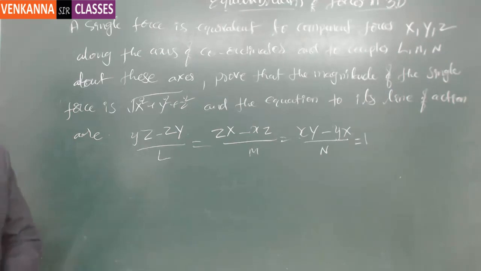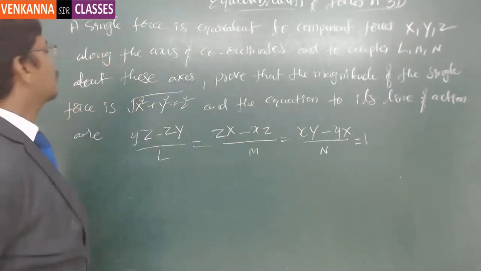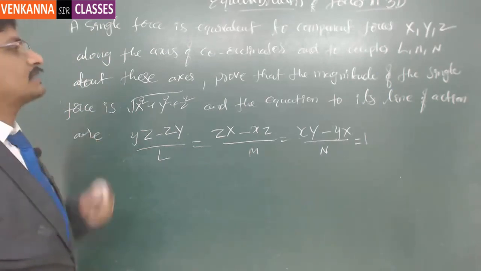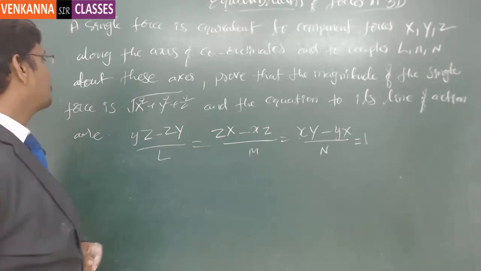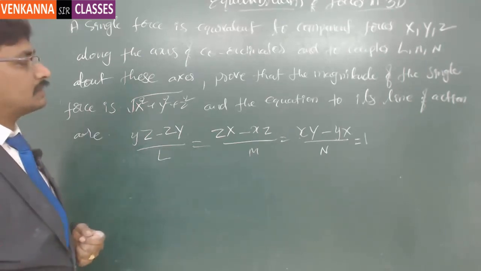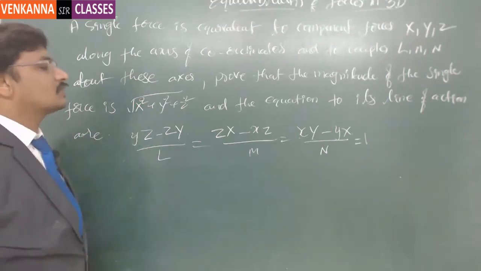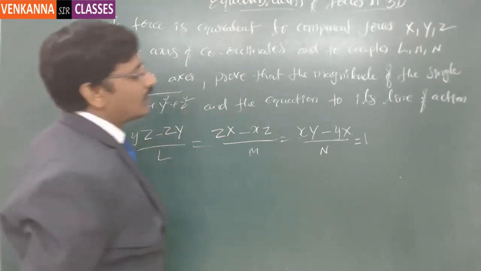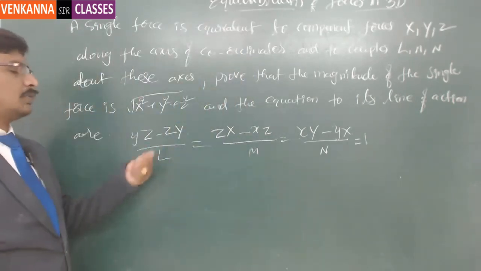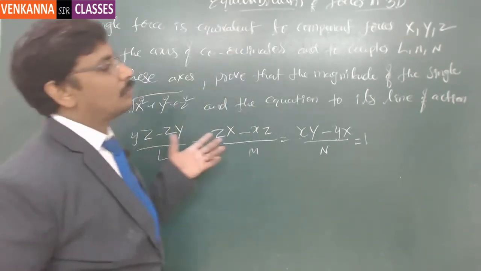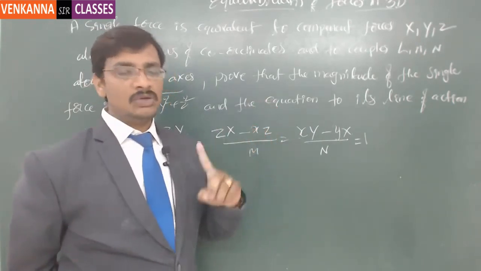Done? Okay. A single force is equivalent to component forces X, Y, Z along the axes of coordinates, and two couples L, M, N about these axes. Prove that the magnitude of the single force is square root of X square plus Y square plus Z square, and the equation to its line of action is this. Now actually what he is talking about is this system of forces resulting into a single force.